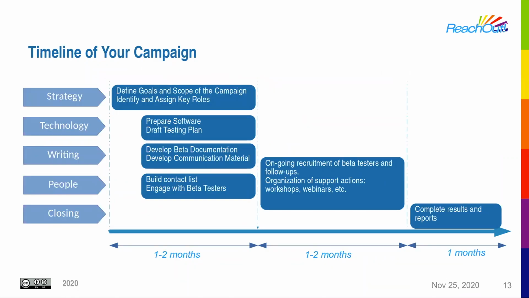So the typical timeline of a beta testing campaign would be something between 3 to 5 months, depending on how ready you already are. The first phase of preparation would take 1 to 2 months, about identifying the various goals, preparing the test plan, the documentation, the communication material, building the contact list. Then the second phase, which is the actual engagement with beta testers, so the actual campaign itself. And if you want, you can also organize some support actions, workshops, or webinars, or things like this if necessary. And the last phase for analyzing the results.